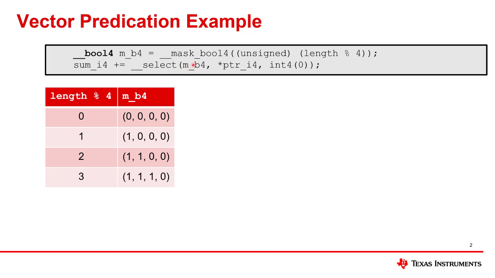And then that's used as an input to the select intrinsic, which is selecting between values from this integer vector of 4 ints or this integer vector of 4 ints, which are all 0, choosing which of those to add to sum i4. So please focus on this type name here, bool4. I'm going to introduce a new type that can be used instead.